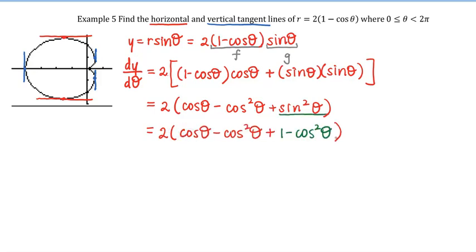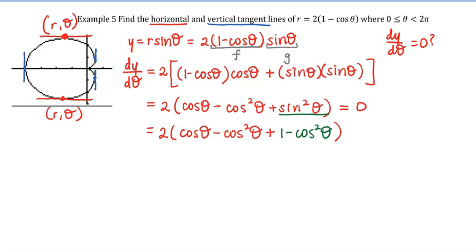So let's talk briefly about why I applied that Pythagorean identity to that sine squared. Remember what we ultimately want to do. Our goal here is to figure out where does dy d theta equal 0? Because that's going to give us the theta values for where this polar function has these horizontal tangent lines.